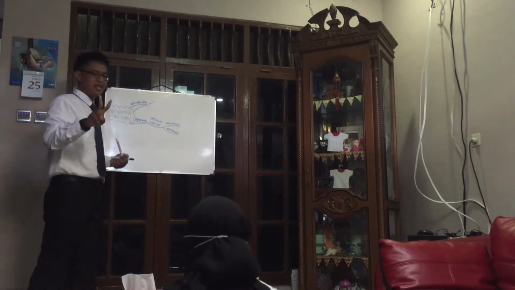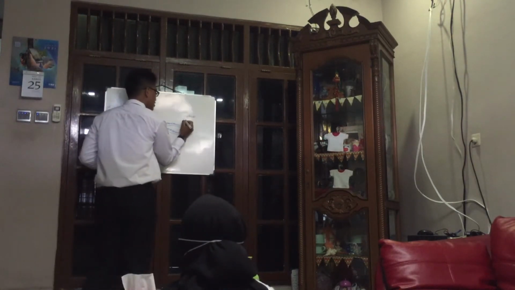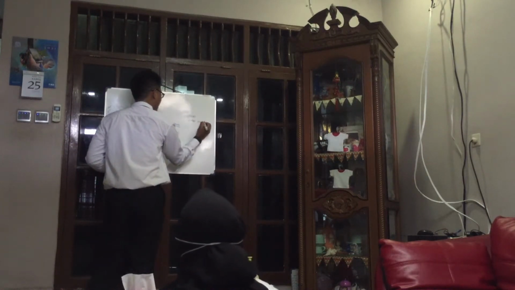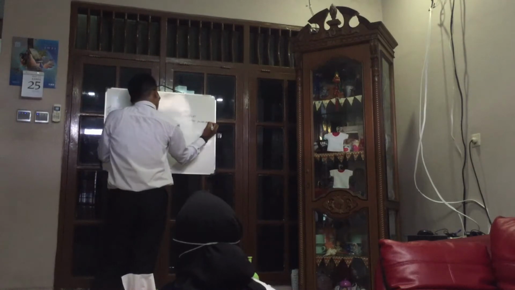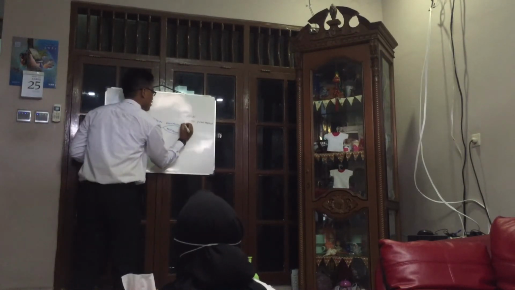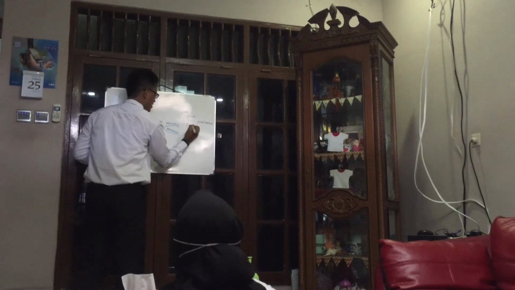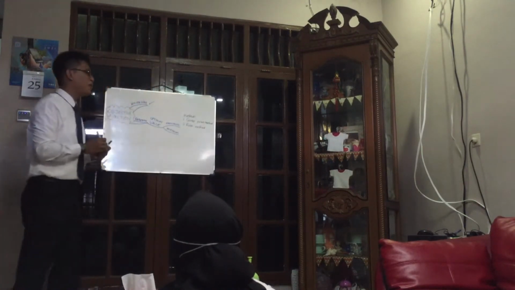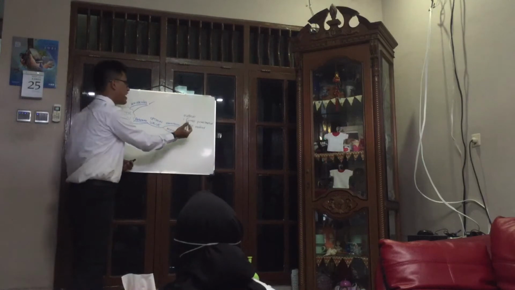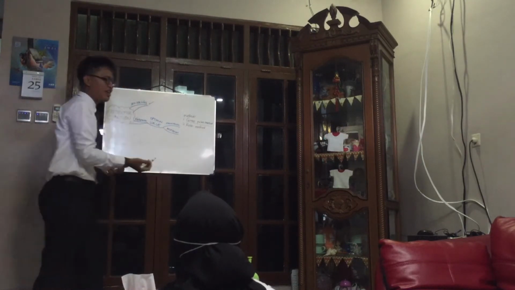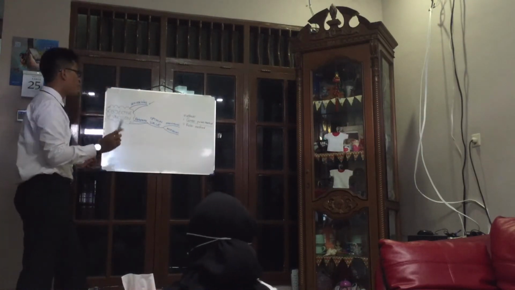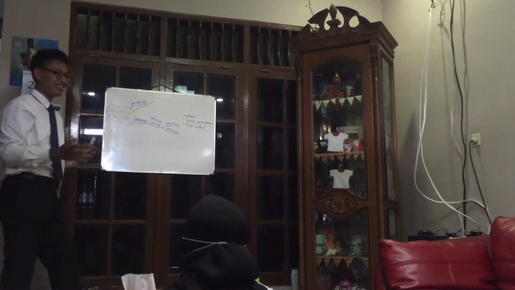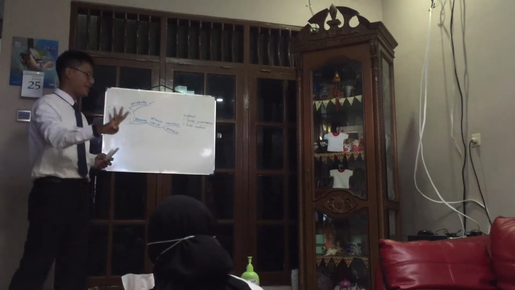We have two methods. The first is using the corner points method. And the second, we use the ruler method. For today, we will discuss the first method, that is the corner points method. So the question right now is how we find the optimum value using the corner points method. So there are 4 steps.